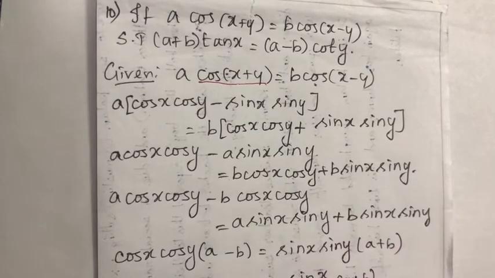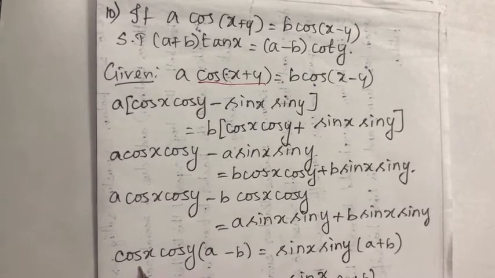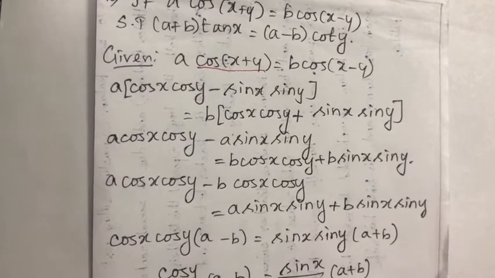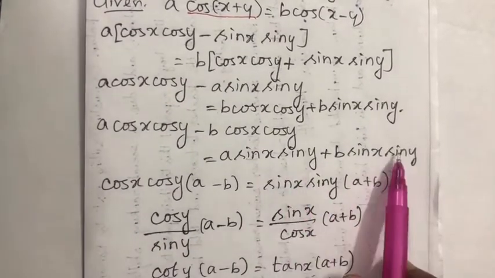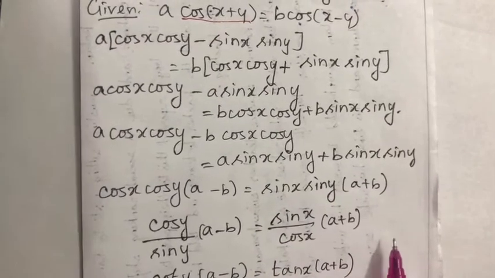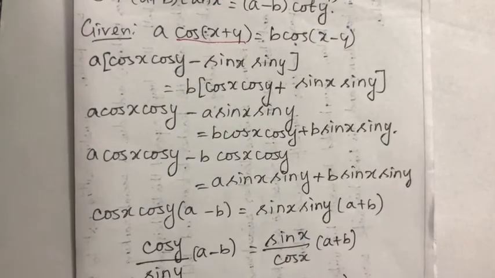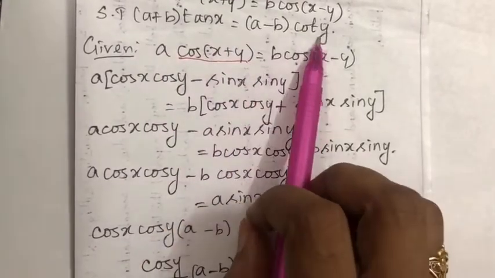Now we can take cos x cos y as common. So cos x cos y into (a − b) is equal to, here sin x sin y is common, so sin x sin y into (a + b). What we have to prove? We have to show that (a + b) into tan x is equal to (a − b) into cot y.